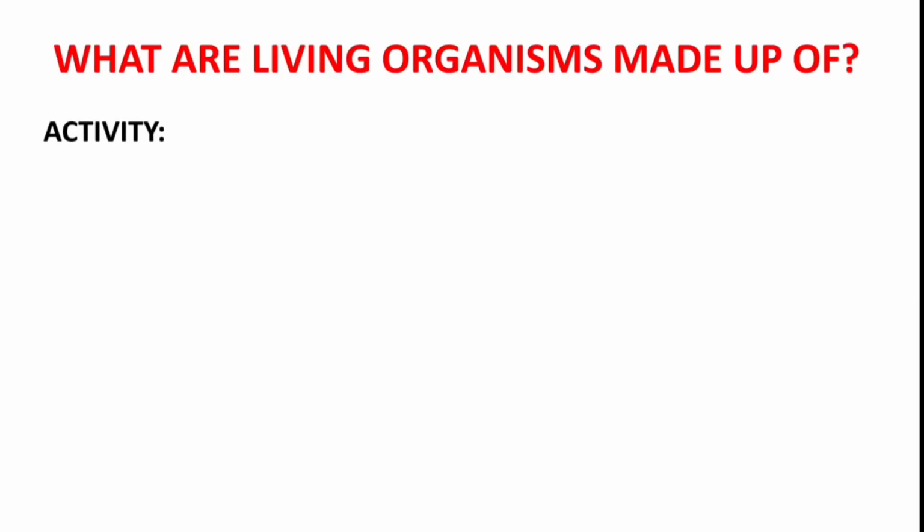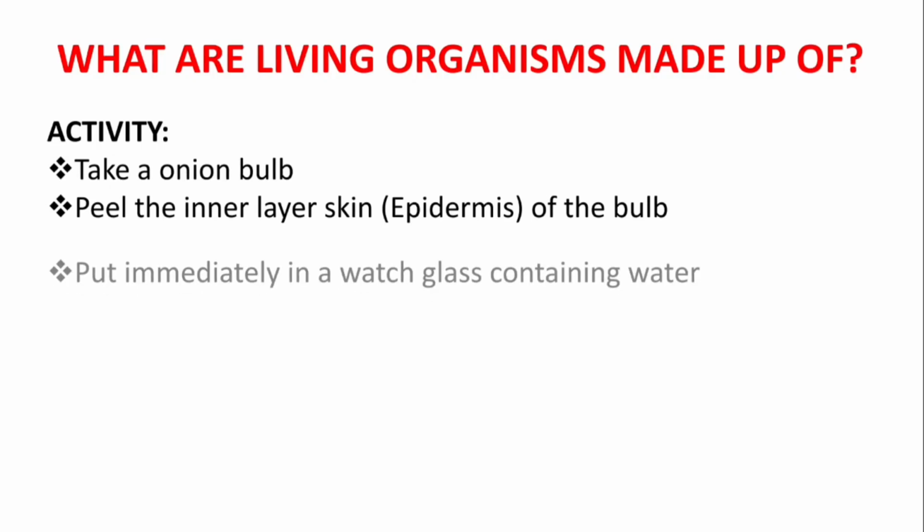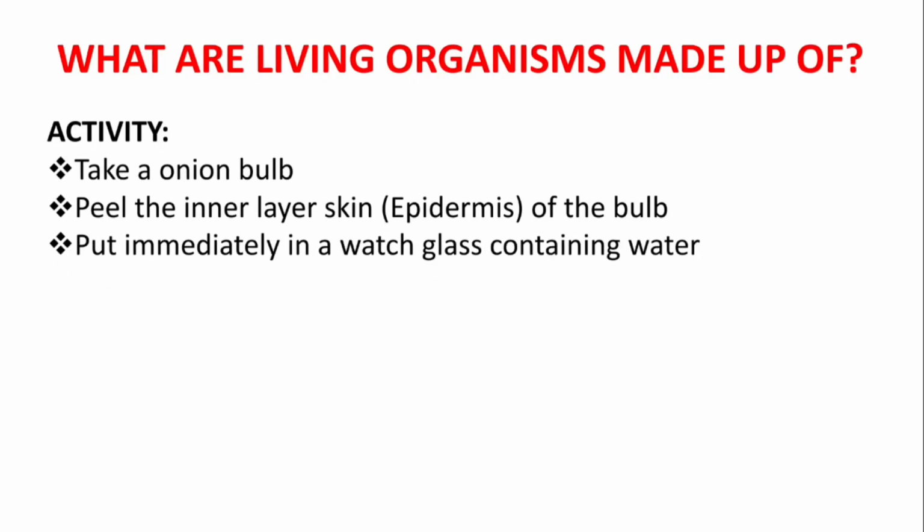At first we have to take a small piece of an onion bulb. Then peel off the inner layer skin of the bulb. That skin is called epidermis. Then, after peeling this epidermis layer, we have to put it immediately in a watch glass containing water. Why is water important? Here, water prevents the epidermis layer from getting folded or getting dry.